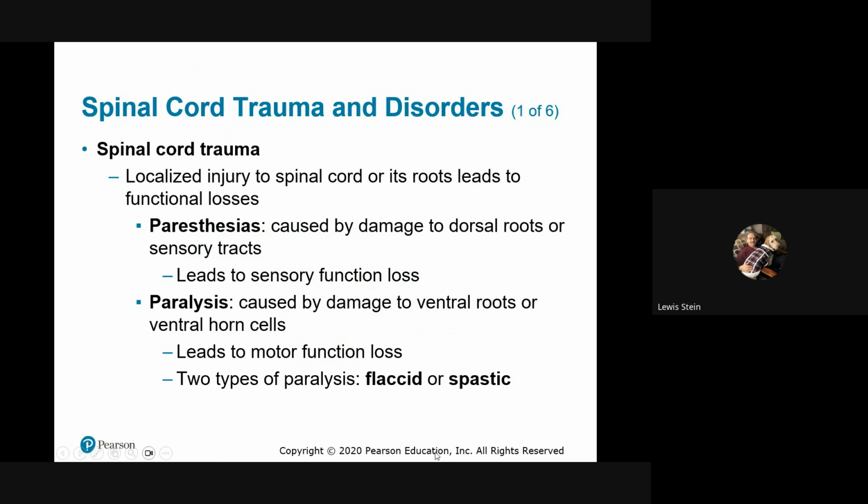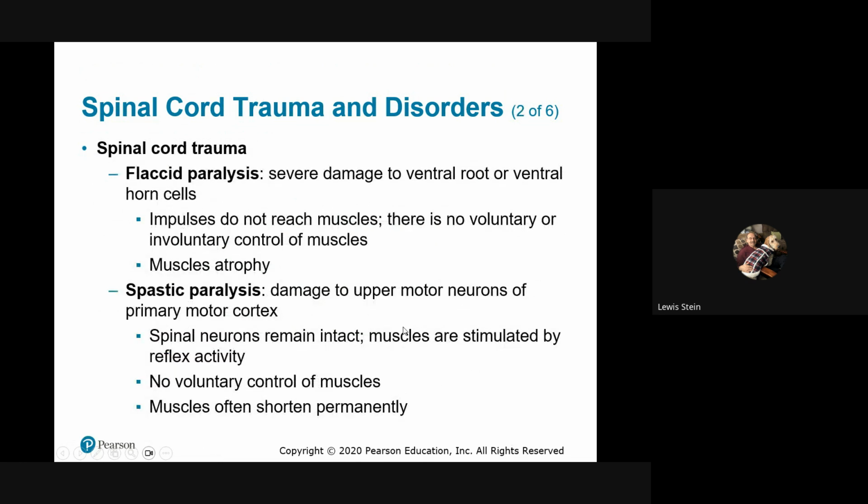And so that was the classic, since it blocked the nerve transmission going to the muscle, flaccid. The muscle got no stimulus. Flaccid versus spastic paralysis. So flaccid, ventral root or ventral horn, that was polio. Don't reach the muscle, no voluntary control, and the muscles waste away or atrophy. Versus spastic, upper motor neurons.